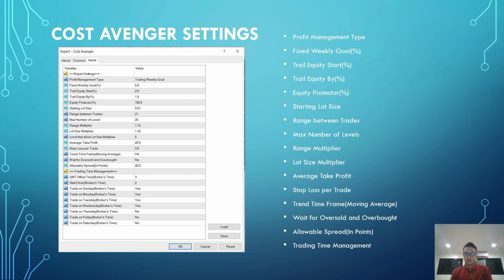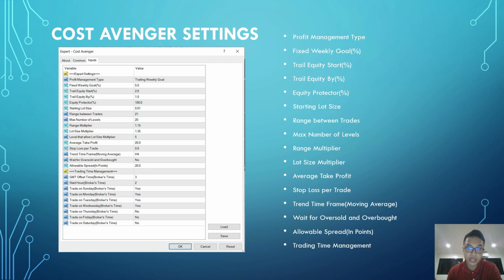So we have the Cost Averager settings here. We have the profit management type, which you could choose from trailing weekly goal and fixed weekly goal. I will be explaining it more later. Then we have the fixed weekly goal, trailing start, equity start, trail equity buy.